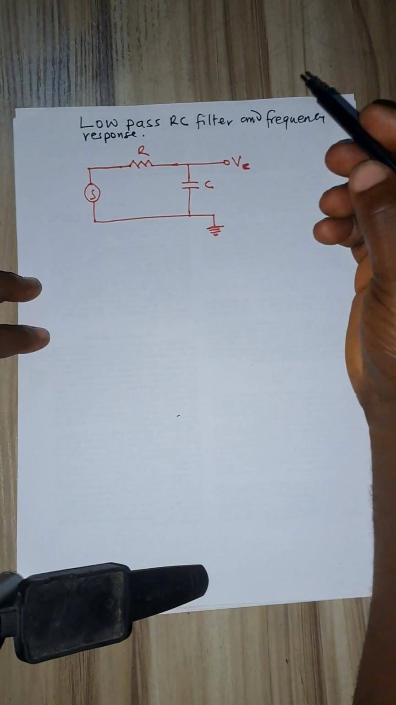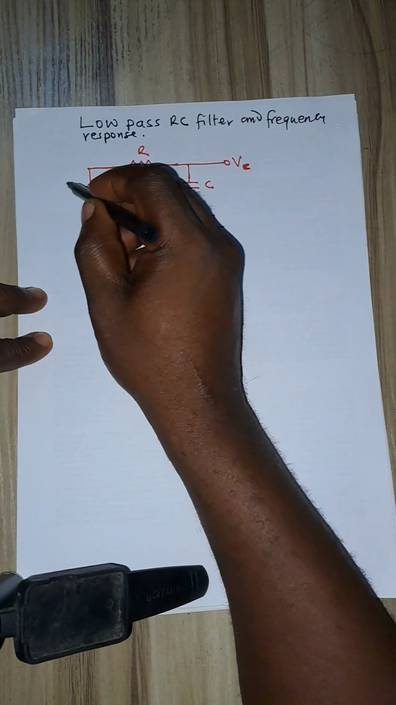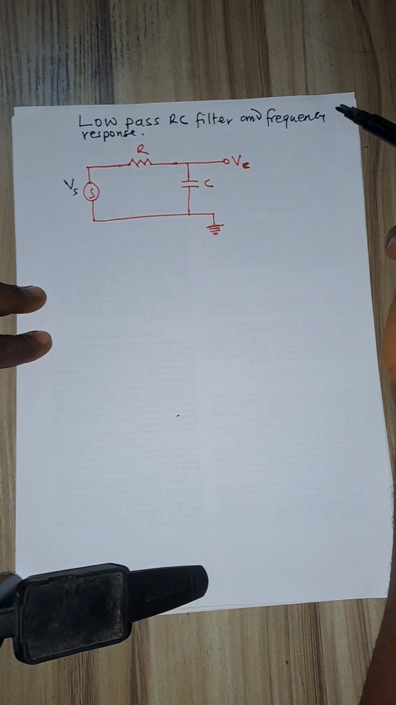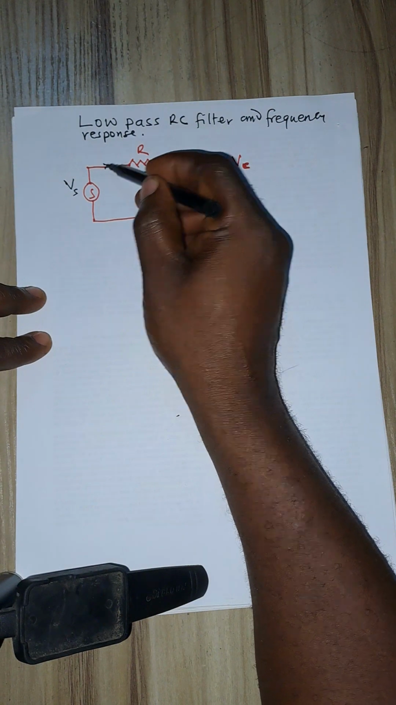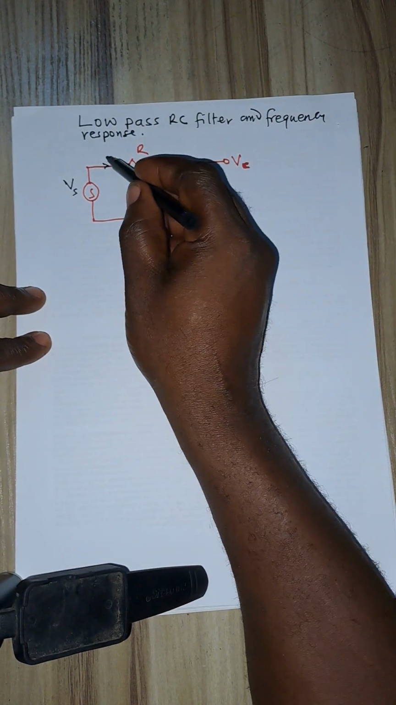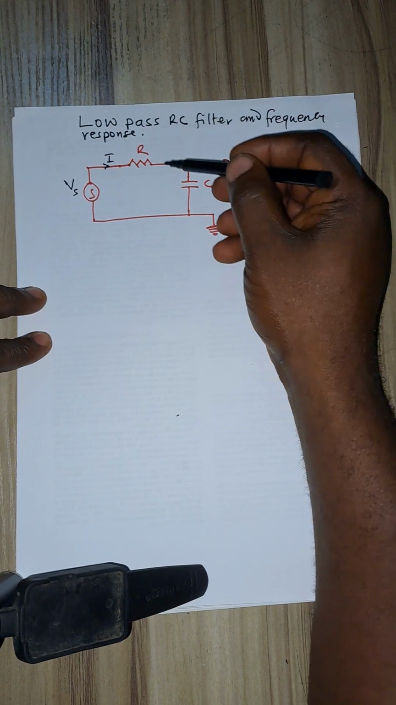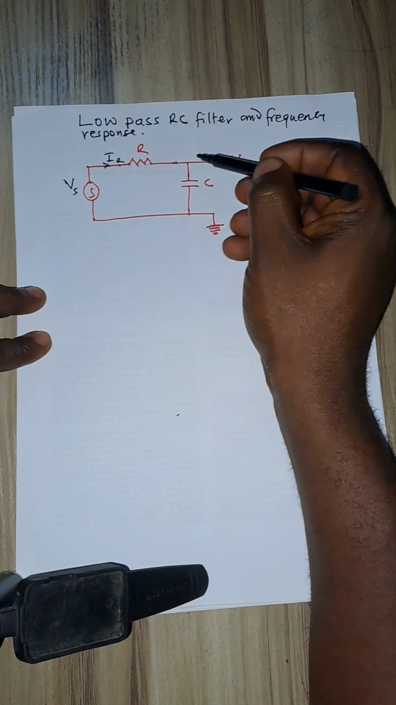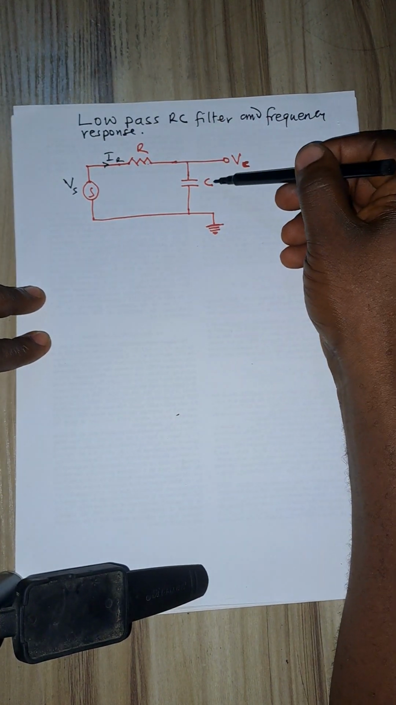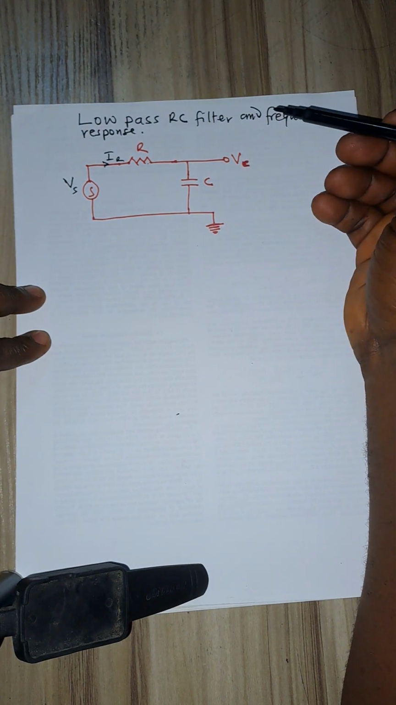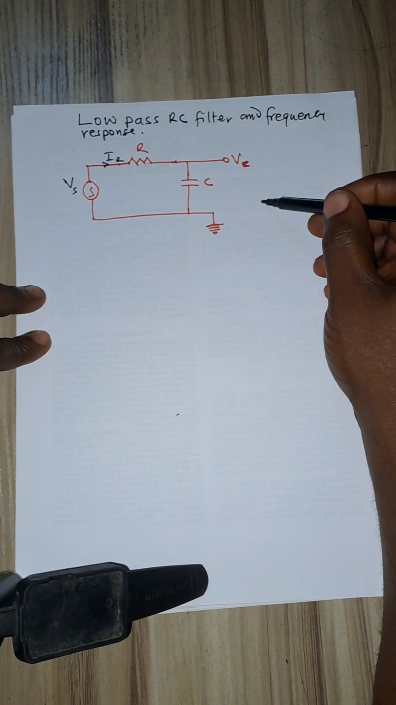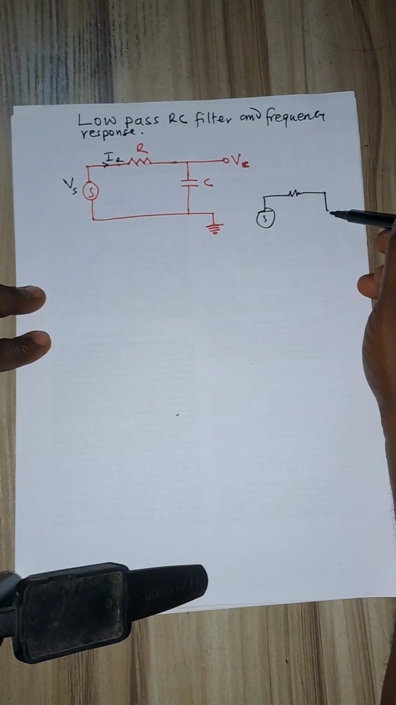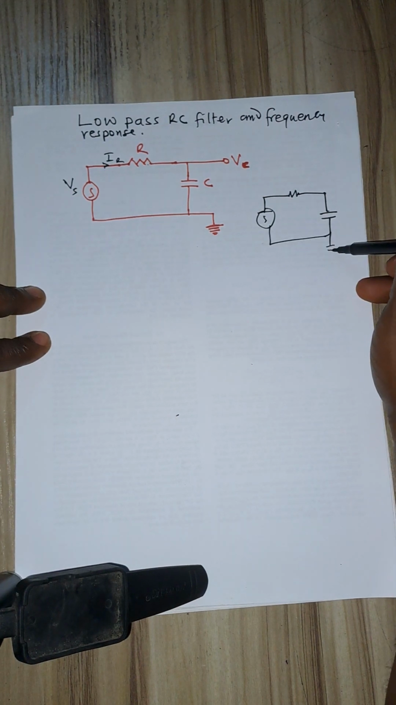How does this happen? Let's have our voltage source Vs. This voltage produces current I. Now, when this current gets here, this is IR. Notice that R and this capacitor C are in series. What I mean is, it's just like this. They're in series and the same current flows through them.